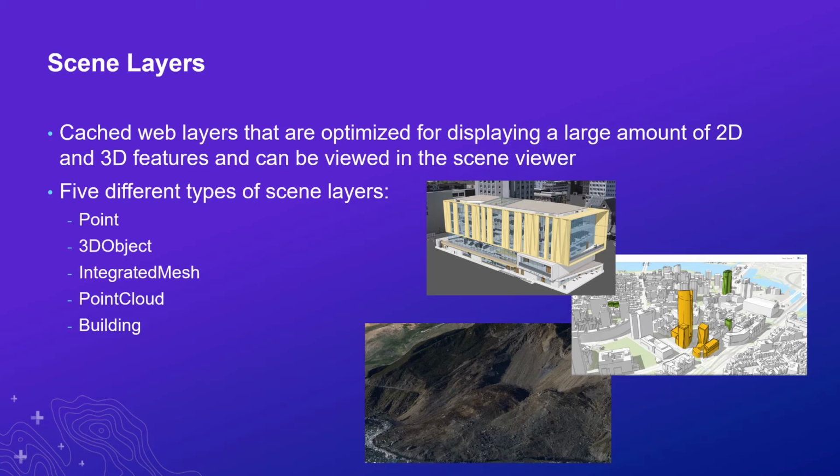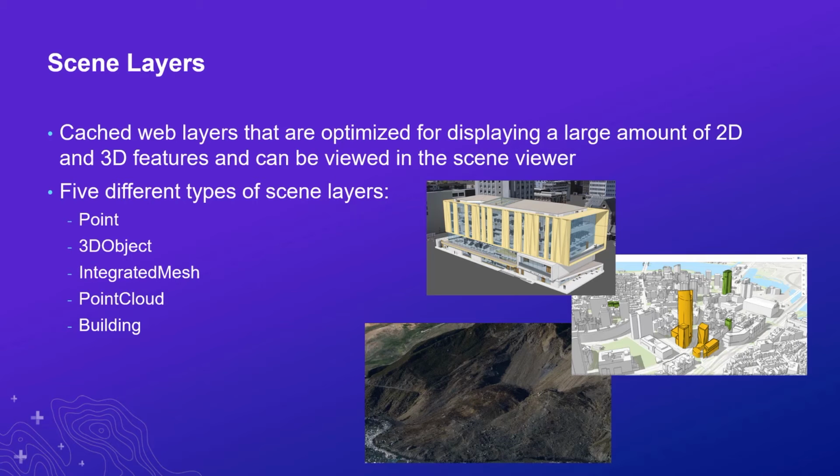Next, we have an integrated mesh scene layer. This one's normally collected by drone imagery that is stitched together, and it'll be a combination of natural features like trees and also man-made features like buildings. And so it stitches them all together into this realistic scene layer. Next, we have a point cloud scene layer that's derived from LiDAR data. And finally, a building scene layer that's coming from Revit data.